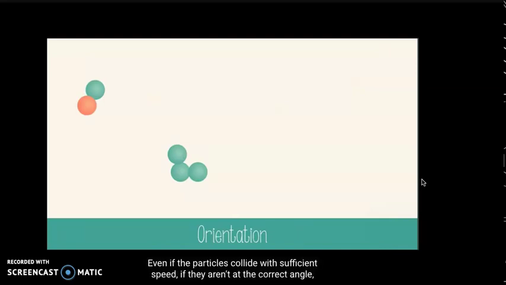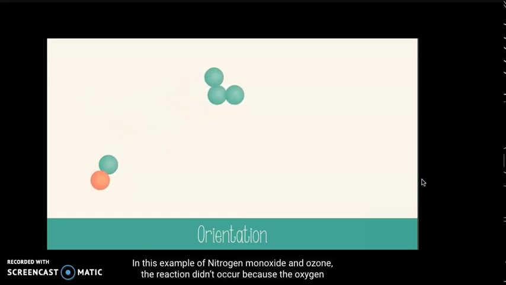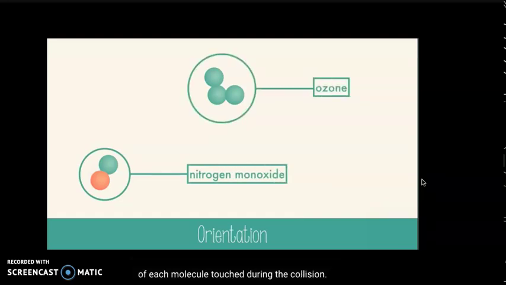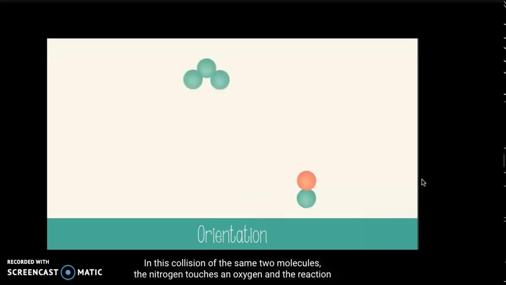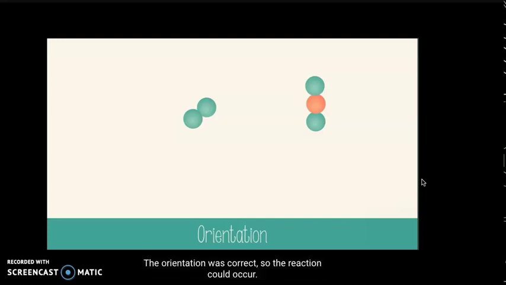Even if the particles collide with sufficient speed, if they aren't at the correct angle, a reaction won't happen. In this example of nitrogen monoxide and ozone, the reaction didn't occur because the oxygen of each molecule touched during the collision. In this collision of the same two molecules, the nitrogen touches an oxygen and the reaction occurs, making oxygen and nitrogen dioxide. The orientation was correct, so the reaction could occur.